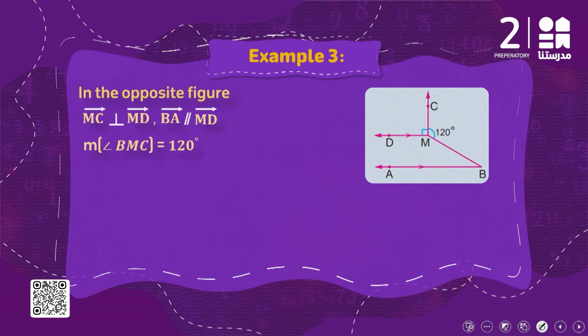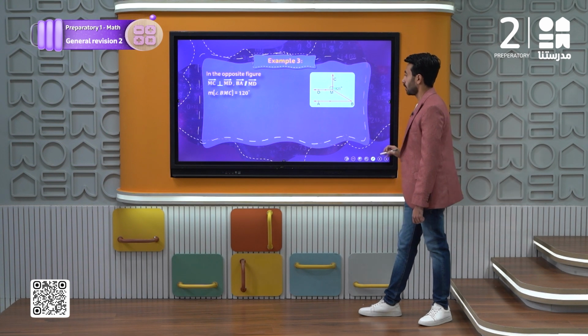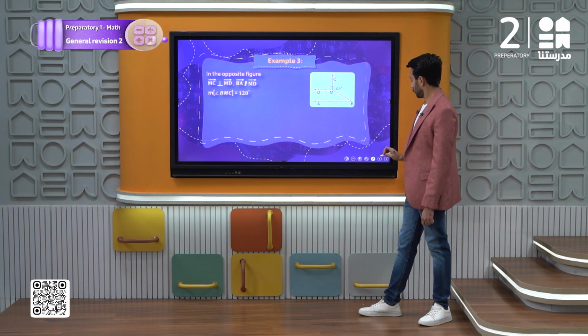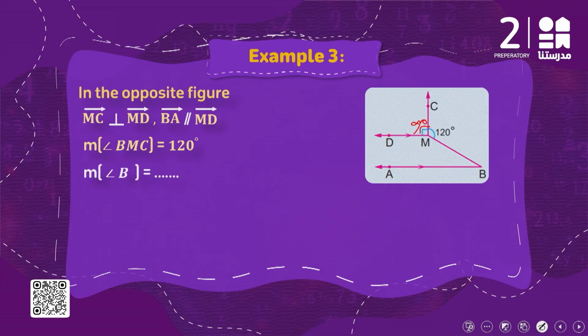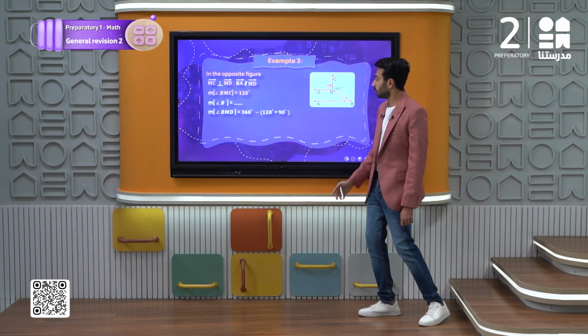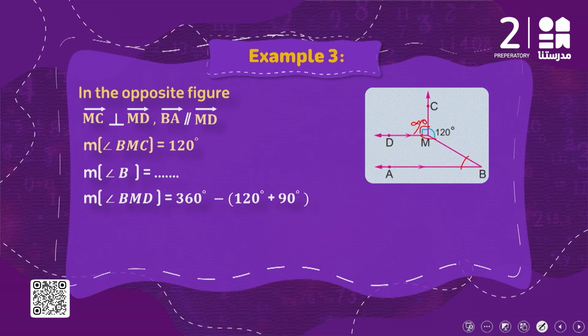MC perpendicular to MD. That means here you have 90 degrees. BMC equal to 120 as being written in the second angle. Find measure angle B. To find this angle you have to know this angle first. So simply you will add both these angles together, take the answer from 360, which means 360 minus the sum of these two angles together.